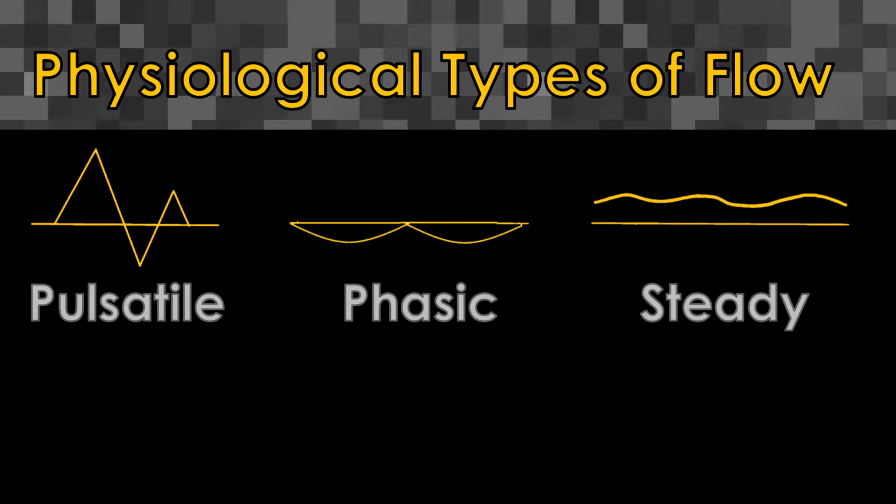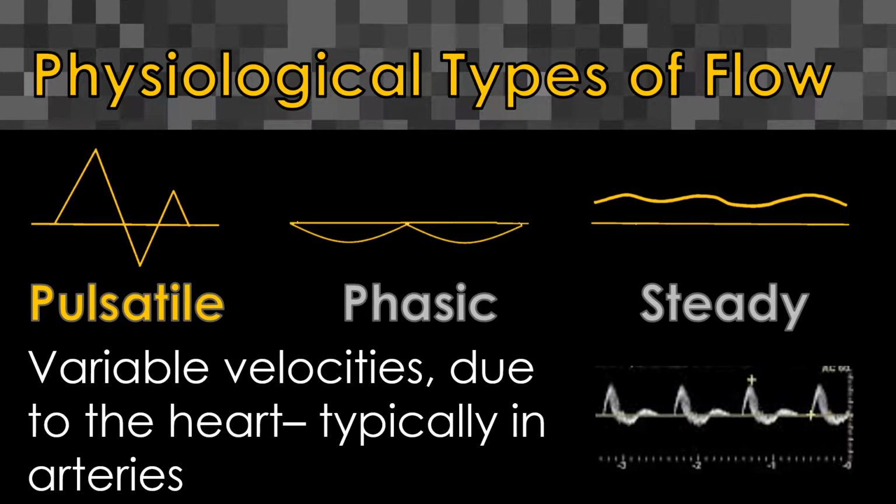There are multiple ways to describe the way blood is flowing through vessels. First, we'll begin with physiological descriptors that tell us how blood is flowing due to the type of vessel it is and other factors. Pulsatile flow shows us blood that is moving at variable velocities, typically an acceleration and then deceleration that matches the cardiac cycle. Because it is closely related to the cardiac cycle, pulsatile flow is typically seen in arteries.